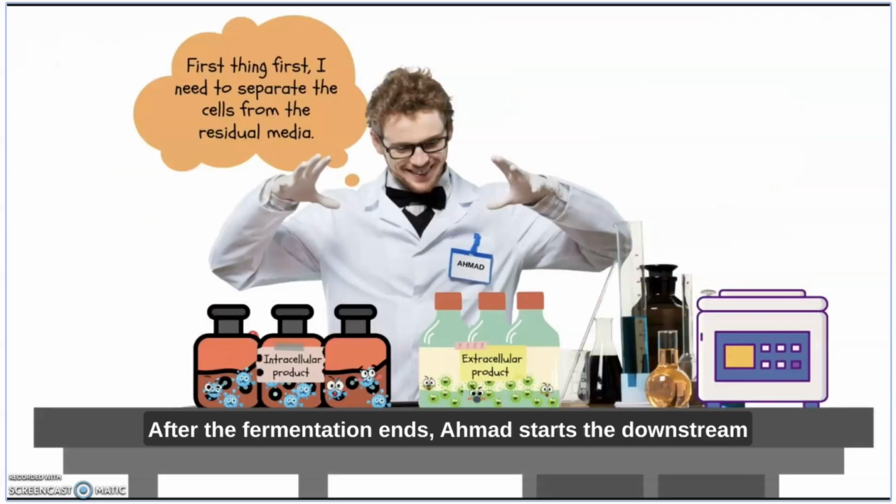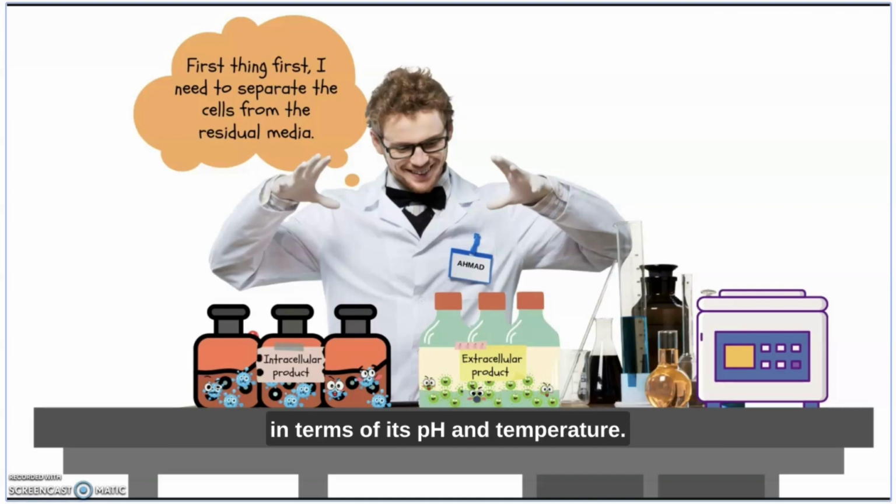After the fermentation ends, Ahmed starts the downstream processing by separating the cells from the residual media. Initially, he transfers the culture broth to suitable bottles for conditioning prior to the separation. Broth conditioning is needed for stabilizing the broth in terms of its pH and temperature.